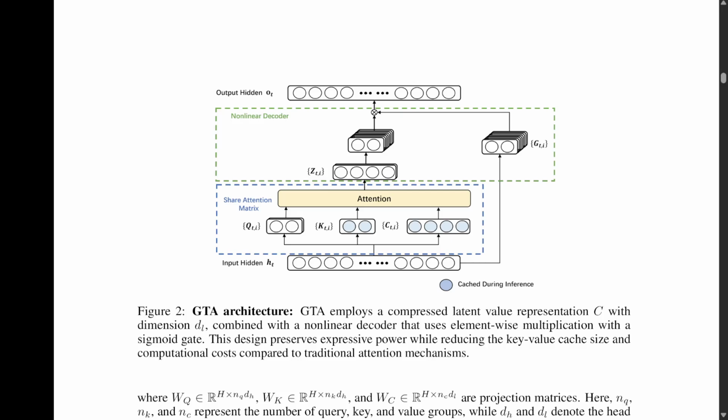GTA-1B used only 30% of the cache size compared to a GQA-1B model, and only 37.5% of the self-attention computational cost, FLOPs. 30% cache, 37.5% compute. That's massive savings at the billion parameter scale.